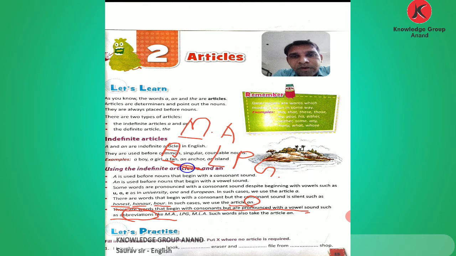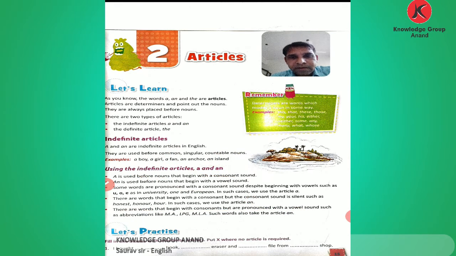L, O. First O sound, A sound is created. So what we put here? N. MLA, MSC, MA here given. Then such words also take the articles an. Okay, so this is the information on the indefinite articles.